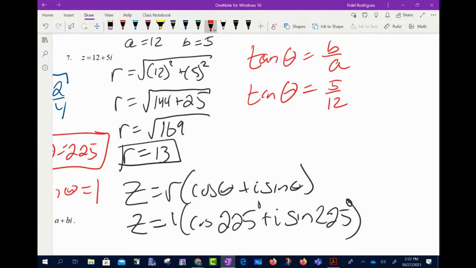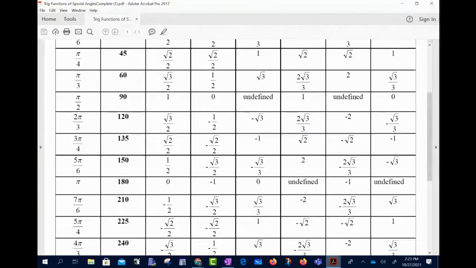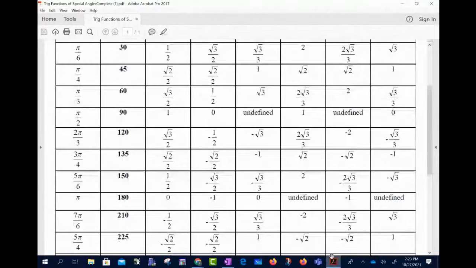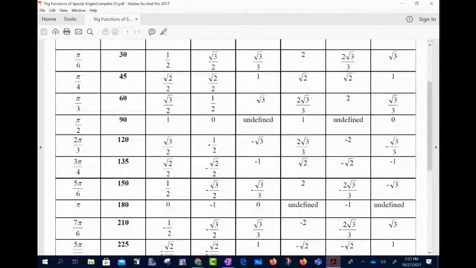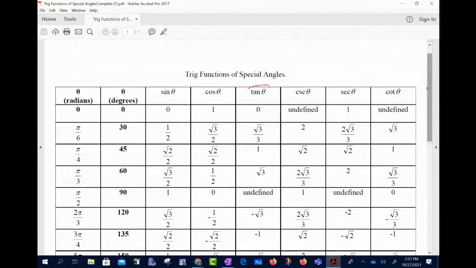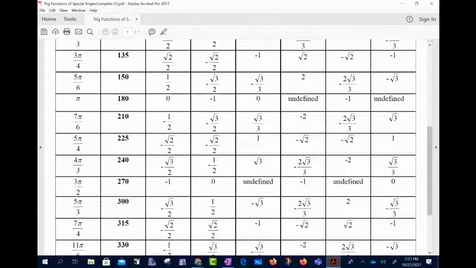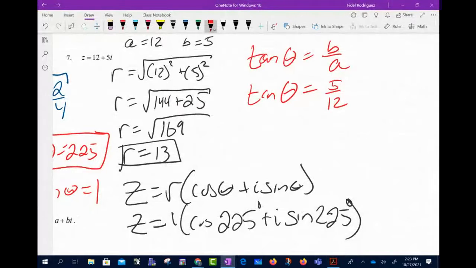So if I want to find my angle theta, two things we can do. One thing is we can come back and use our chart. Here's my tangent, right? Do I ever have a 5 over 12 in my tangent column? No. Okay, so if I can't use that, then I'm going to have to go inverse tangent. So theta is going to be the inverse tangent, y'all, of 5 over 12.